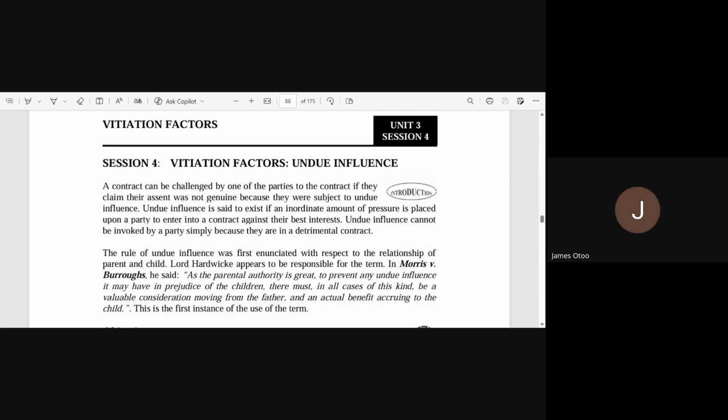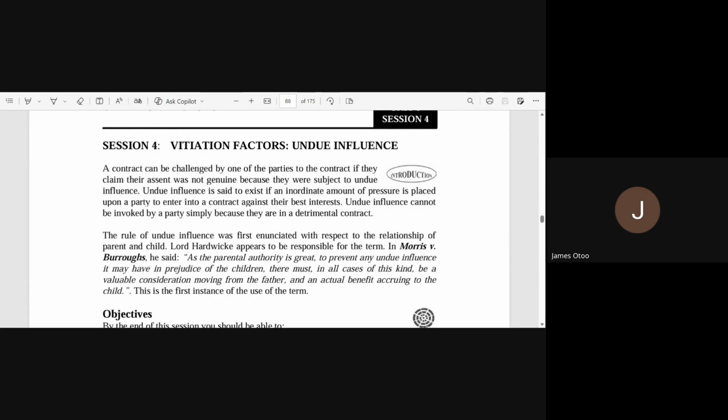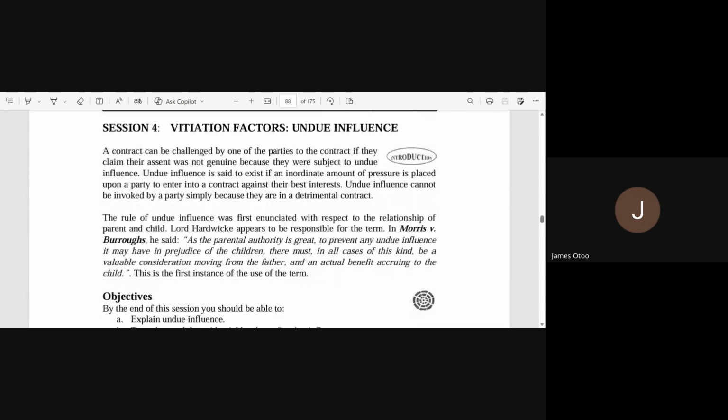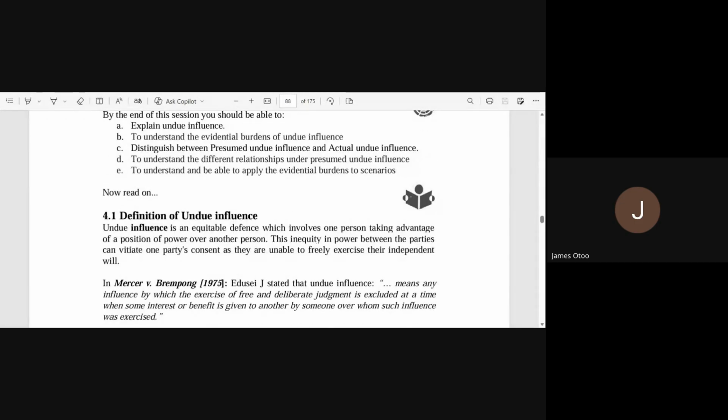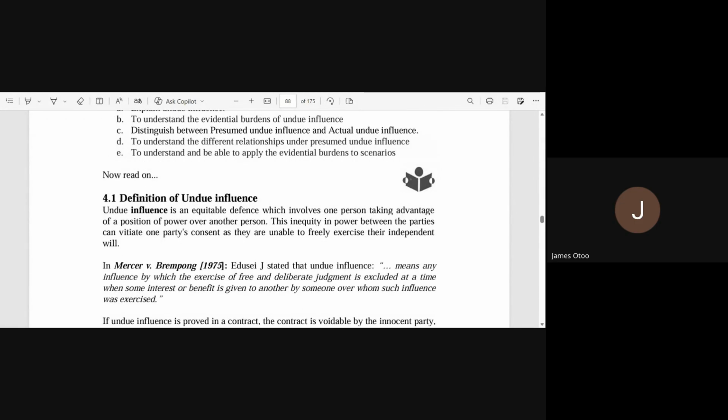Let's look at undue influence. Undue influence is also one of the vitiating factors. When you talk about undue influence, you are saying that it's also an equitable remedy which involves one person taking undue advantage over the other.